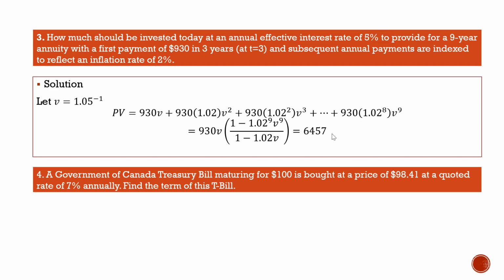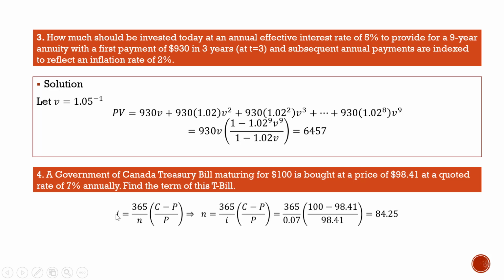Question 4. A Government of Canada Treasury bill maturing for $100 is bought at a price of 98.41 at a quoted rate of 7% annually for the term of this T-bill. So in this question, this is a Canada Treasury bill, so we are going to use 365 instead of 360. 100 is C, P is 98.41, 7% is I, and the question asks for N. So remember I, the quoted rate, is 365 over N times C minus P over P.